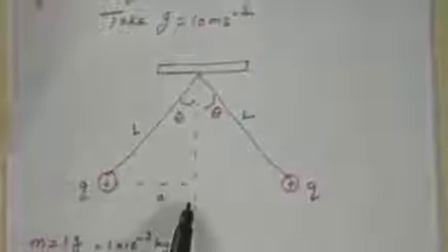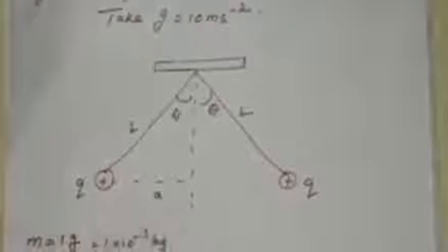The length of the string is taken as L and the distance from the center is taken as a. In the given data, the mass is equal to 1 gram. Gram is converted into kilogram, so 1 into 10 power minus 3 kilogram. Then L is equal to 10 centimeter. Centimeter is converted into meter, 10 into 10 power minus 2 meter. Theta is equal to 30 degree. When hung vertically, since they are positively charged spheres, there will be a repulsive force between them and they will be in equilibrium at an angle of 30 degree with the vertical.